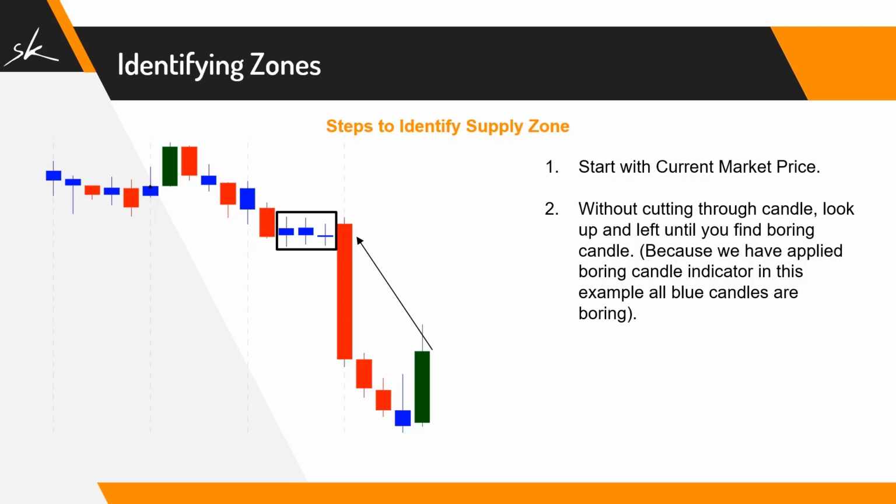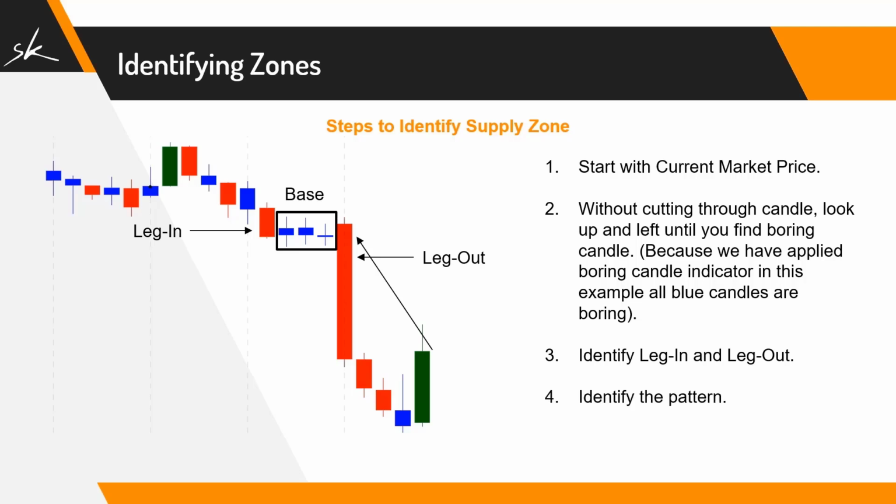After identifying the boring candle, which is called as basing, we will identify the leg in and the leg out. The exciting candle to the left of the basing is called as the leg in, and the exciting candle to the right of the basing is called as the leg out. Once we have identified all the three components, which is leg in, basing, and leg out, we will now identify the pattern. In this case, it's a drop, base, drop.